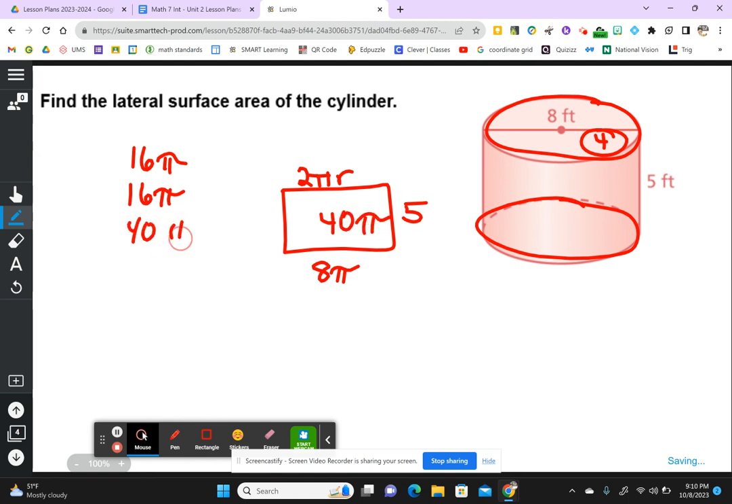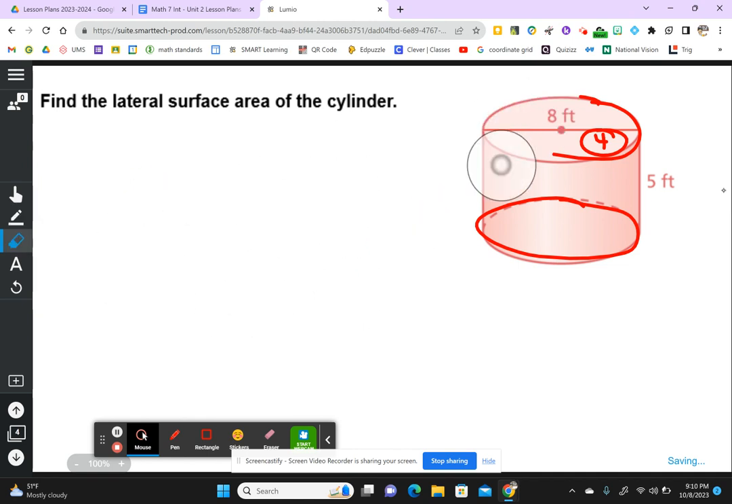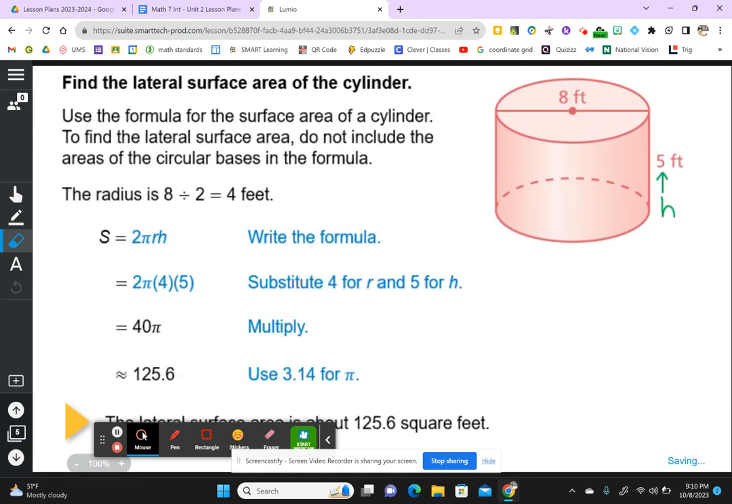If we add these all together, we get 40 plus 32 is 72 pi would be the exact. And if we multiply that by 3.14, we get 125.6 square feet.